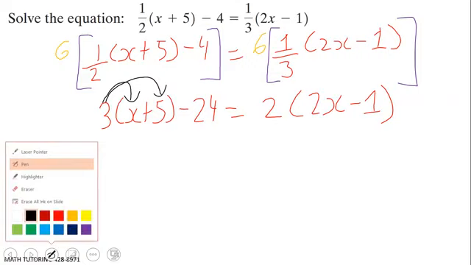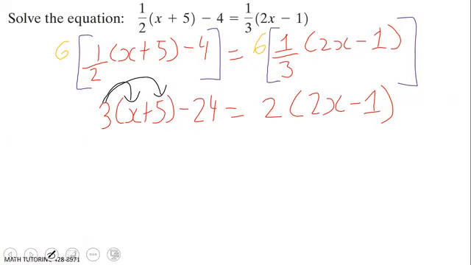And so that'll give us what? 3x, right? 3x plus, what is 3 times 5? Indeed, 3 times 5 is nothing else than what? 15 minus 24. Awesome. Good. Let's do the same thing for the other side.